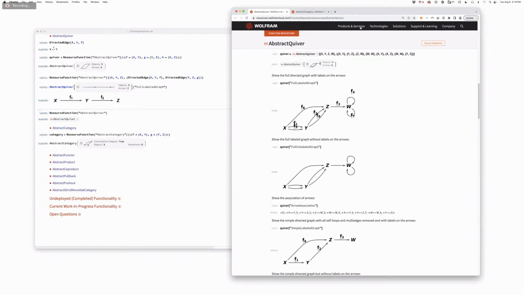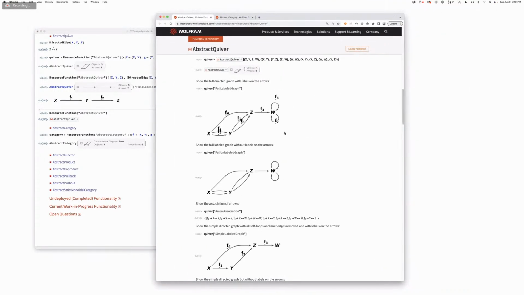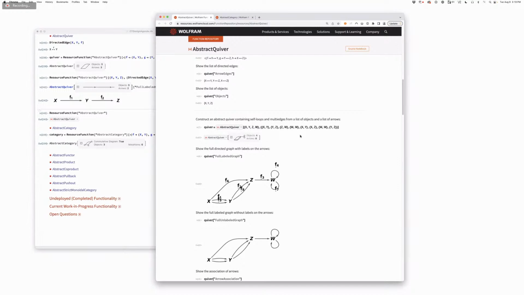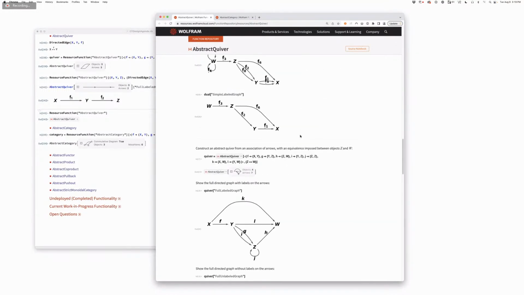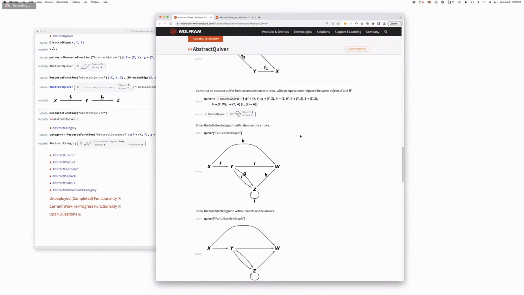So, okay, that's the simple labeled graph. If you go down a bit further, yeah, okay, there we go. There's an example of an equivalence between objects. So if you give the full labeled graph, it treats Z and W as being distinct. But if you ask for the reduced labeled graph, it will collapse them to one vertex.